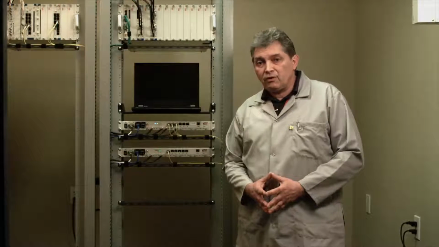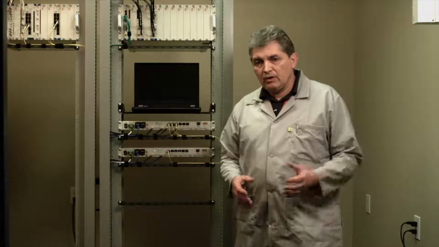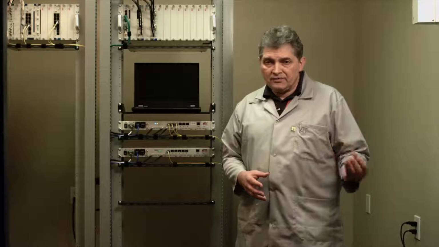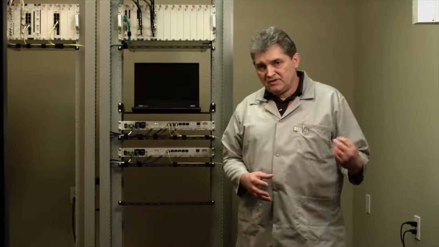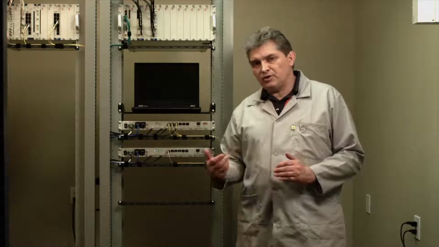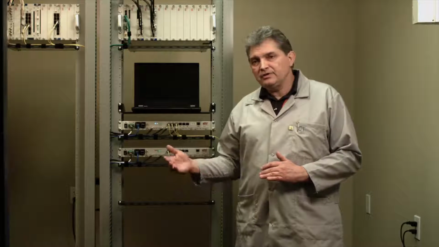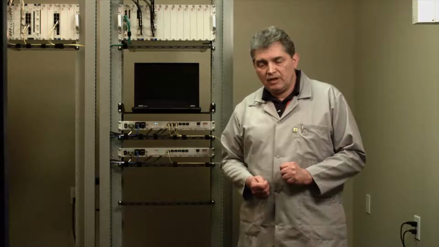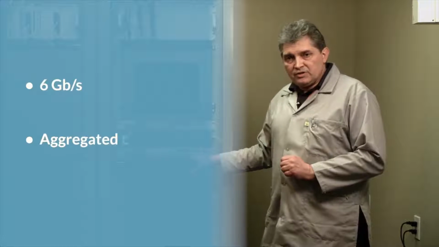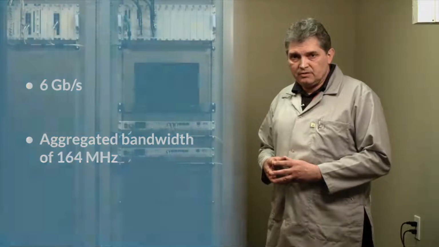So that is the signal flow on the downlink path from the base station to the remote units and to the user. On the uplink path, the signal flow is opposite, meaning that the RF signal is received by the remote unit, translated to a data stream inside the remote unit, transported over the fiber optic link to the host, where it's translated back to RF and delivered to the base station. The speed of 6 gigabits per second supports an aggregated RF bandwidth of up to 164 megahertz.